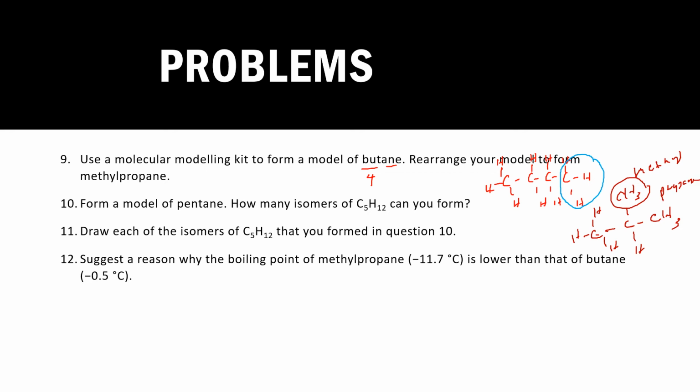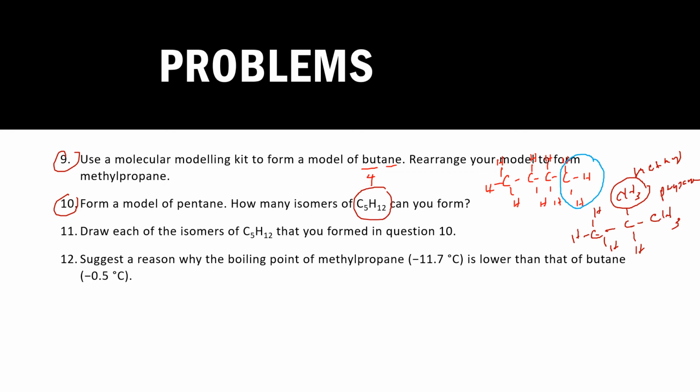Okay, number 10, so number 9 is done. Number 10: form a model of pentane. How many isomers of C5H12 can you form? Pentane means it's already given here, C5H12. Then they ask how many isomers.